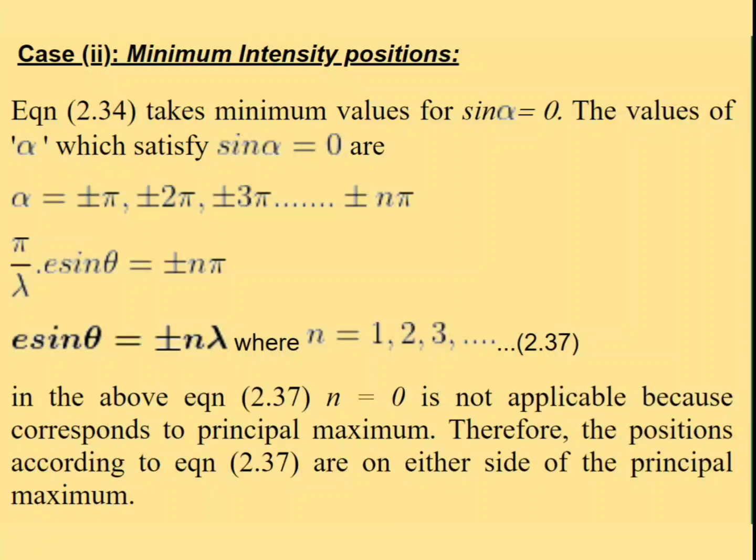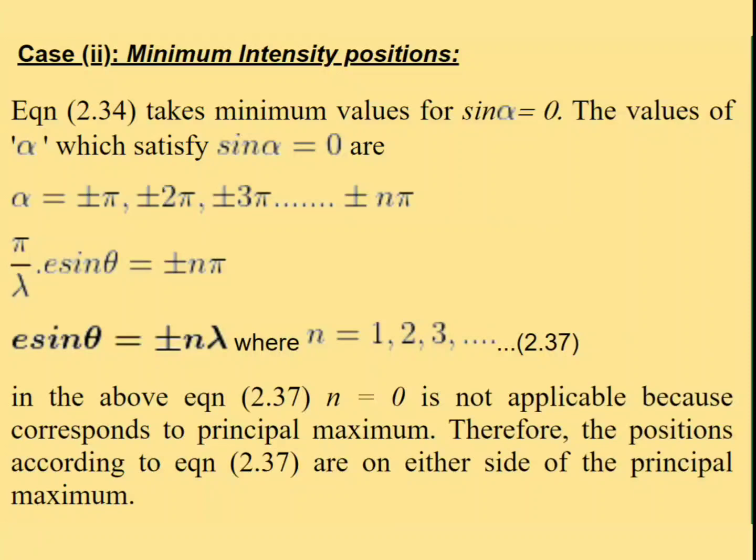Okay, here alpha values are taken only plus or minus pi, plus or minus 2 pi, plus or minus 3 pi, and so on, plus or minus n pi. We did not take the value of alpha equal to 0. At that value there exists principal maxima. That is the first case. So here we write n value only from 1, 2, 3 and so on. We did not write n value starting from 0.